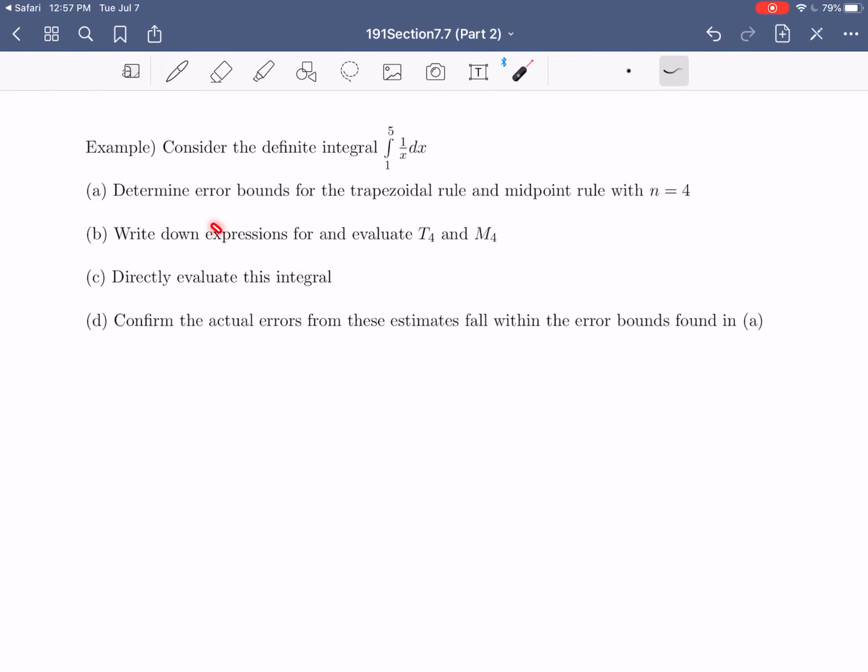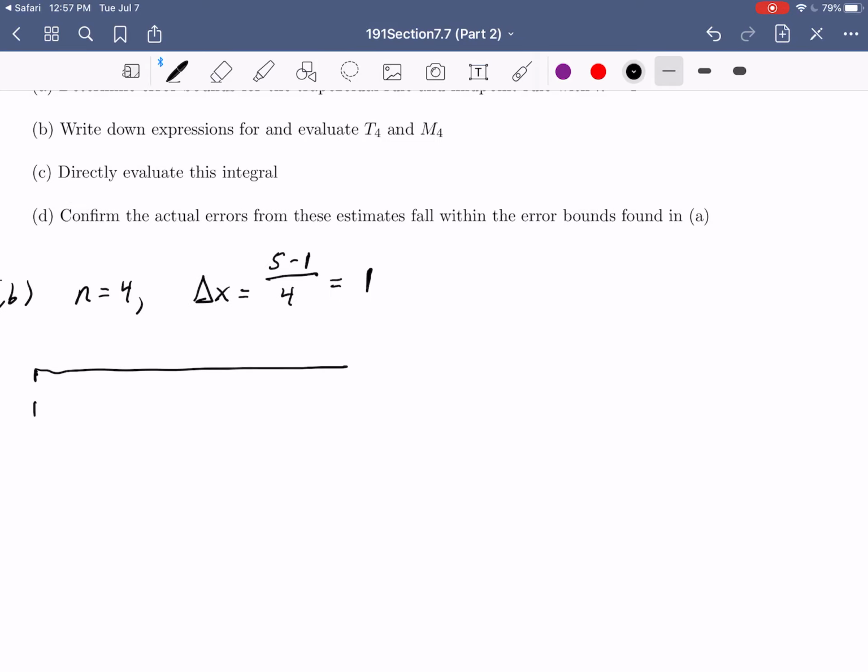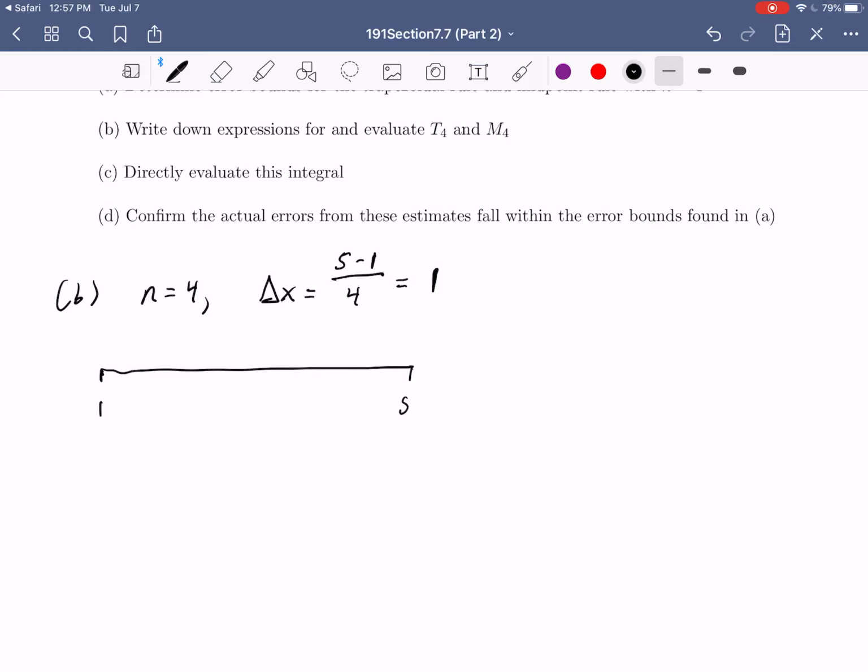Now we're going to go ahead and write down expressions for and evaluate T4 and M4. So let's go ahead and do that. To actually do B here, we're going to have n equals 4. Which means that our delta x, the size of our partitions, is going to be (5 minus 1) divided by 4, which is going to be 1. So let's go ahead and draw ourselves a number line, starting at 1, and going to 5, and we're going to label by 1s, so there'll be 2, and then 3, and then 4.